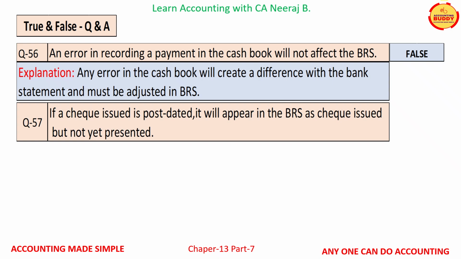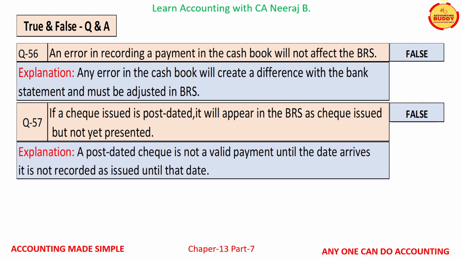Question number 57 is, if a check issued is post-dated, it will appear in the bank reconciliation statement as check issued but not presented. This is a false statement. A post-dated check is not a valid payment until the date arrives. It is not recorded as issued until that date.